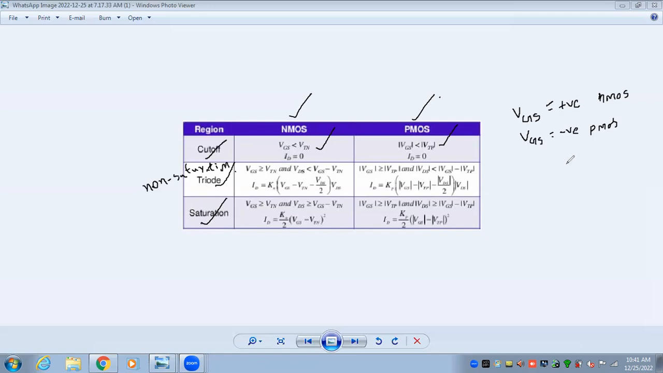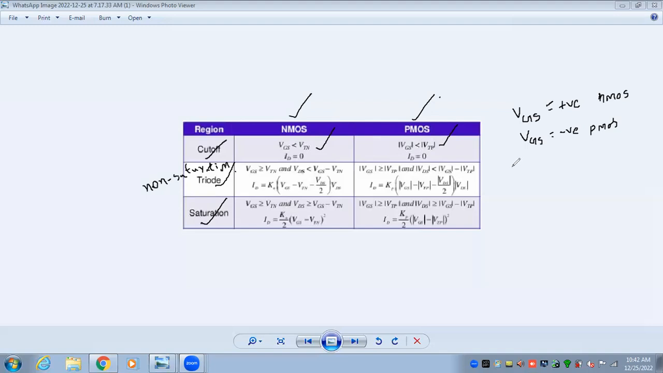That is, at the gate we are going to apply a negative voltage with respect to the source in case of PMOS. And whenever we take the magnitudes, the sign no longer comes into the picture because we have taken the mod. That's why if VGS is less than the threshold voltage of NMOS, VTN, then the NMOS transistor is in the cutoff region. Similarly, if mod VGS is less than mod VTP, then the PMOS will be in the cutoff region.